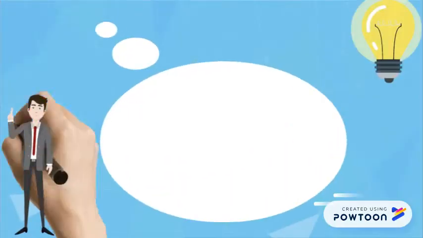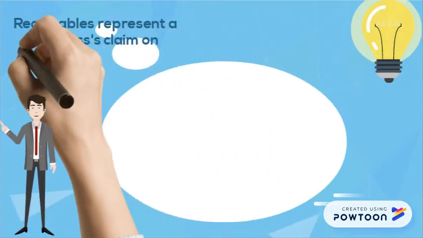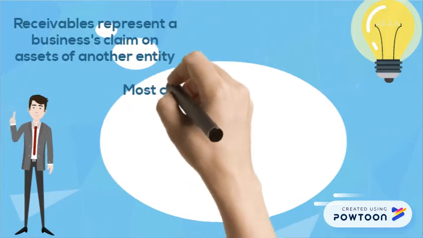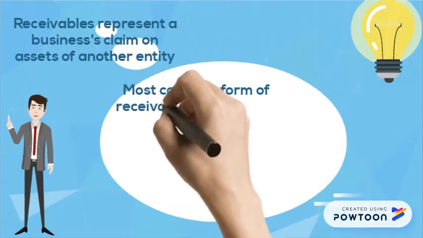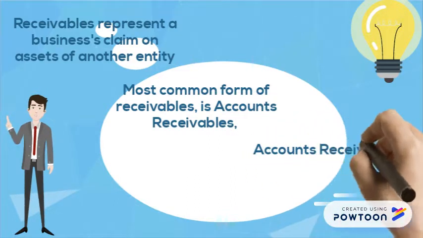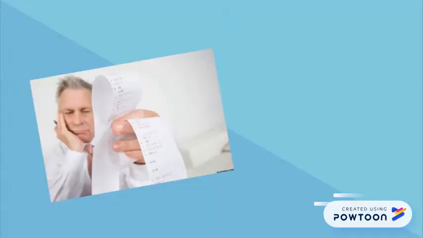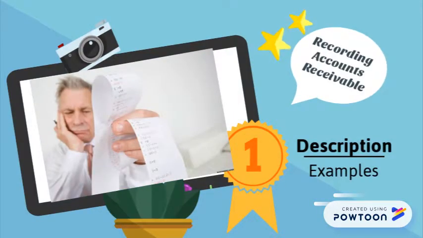Firstly, a brief description of accounting receivables. Receivables represent a business's claim on an asset of another entity. The most common form of receivable is accounts receivable. An accounts receivable is recorded within the current assets in financial accounting. So let's take a brief look at the recording of accounts receivable.